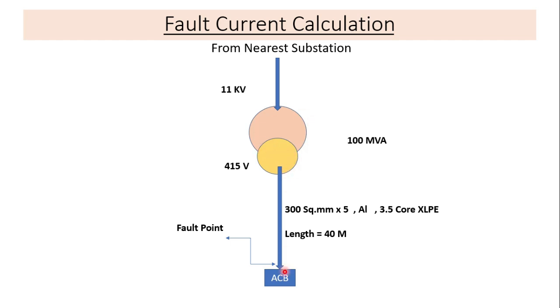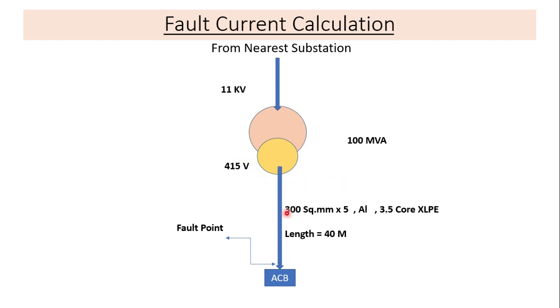So suppose our fault is at HT side, we have already calculated. I'll give the video link to know more about how to calculate the HT fault currents. Suppose the fault happens here, then we have to calculate again. In the second video I have already calculated the fault current at the secondary terminal of the transformer.